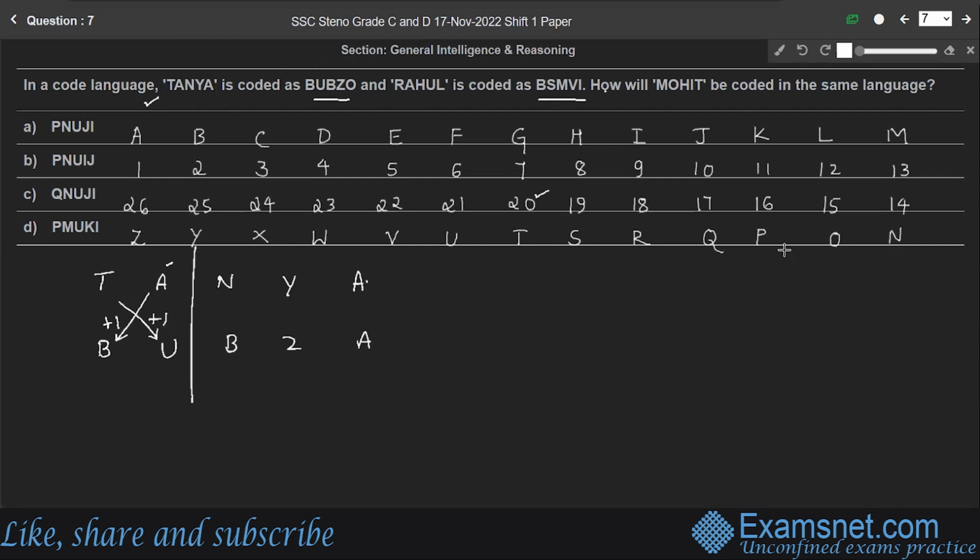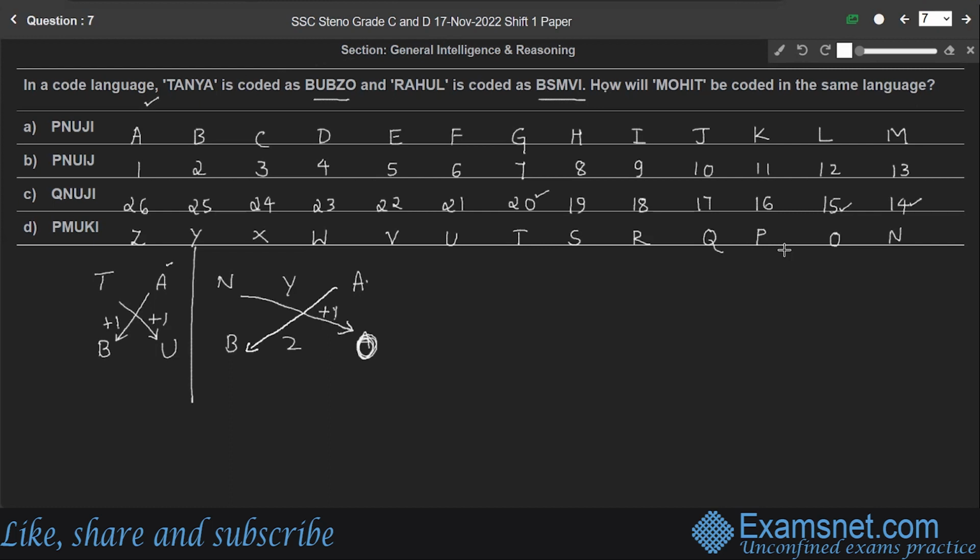Now consider the last three letters, N, Y, and A. Here we consider the first letter of the given word and the last letter of the code. In BUBZO, the last letter is O. So the relation between N and O: N is 14, O is 15, so N plus 1 is O. And A plus 1 is B. So take the last letter of the given word and the first letter of the code.